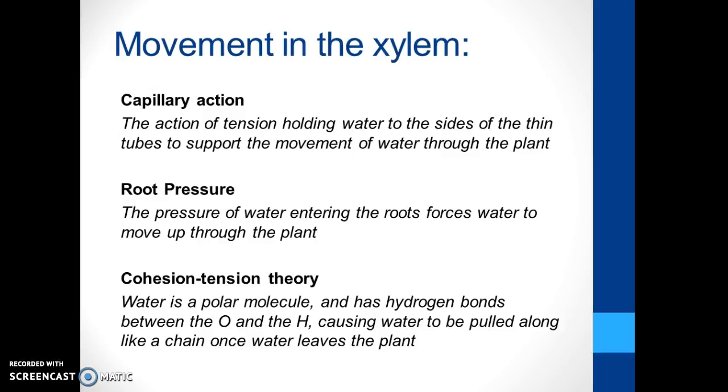Well, we've got capillary action, which essentially is the tension of water being held to the sides of those thin tubes, which helps for the water to be taken up. We've got root pressure, which is caused by the pressure of water coming into the roots and essentially forcing water up through the plant. And then the big one that you need to be very aware of is cohesion tension theory, and that's the idea that water is a polar molecule, so it's got those hydrogen bonds between the oxygen and hydrogens, and that means that they're almost joined together like a chain. I like to think of people holding hands. So if I pull the top one, the rest of the water molecules will follow.